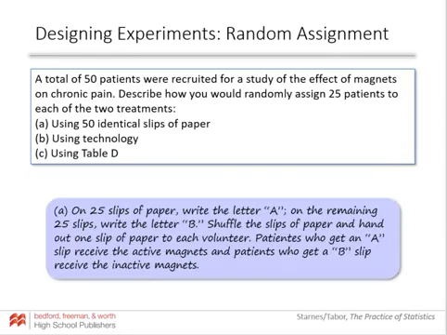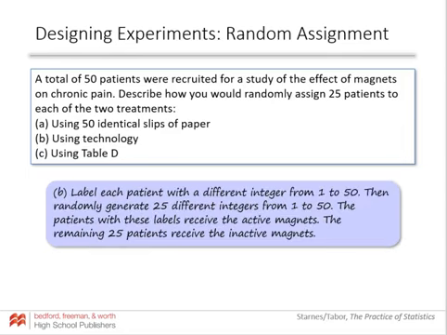All right, with a piece of paper, it's going to be very similar to what we just did last lesson. All right, so we write 25 A's, 25 B's, make sure the slips of paper are the same, shuffle them all up, all right, and then hand them out. Anybody who's an A gets an active magnet. Anybody who's a B gets an inactive magnet.